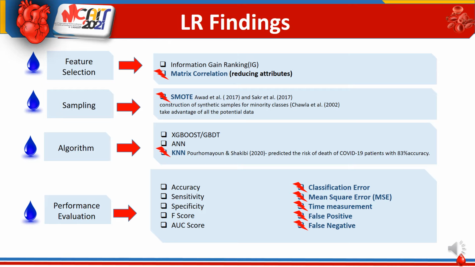Besides the previous LR, additional methods used are matrix correlation to reduce attributes, the SMOTE sampling method introduced by Chawla to balance the imbalanced dataset, the KNN algorithm, and additional performance evaluations such as classification error, mean square error (MSE), time measurement, false positive rate, and false negative rate.